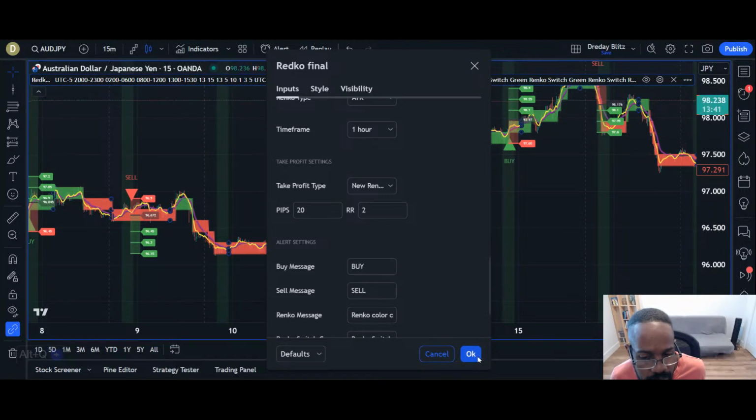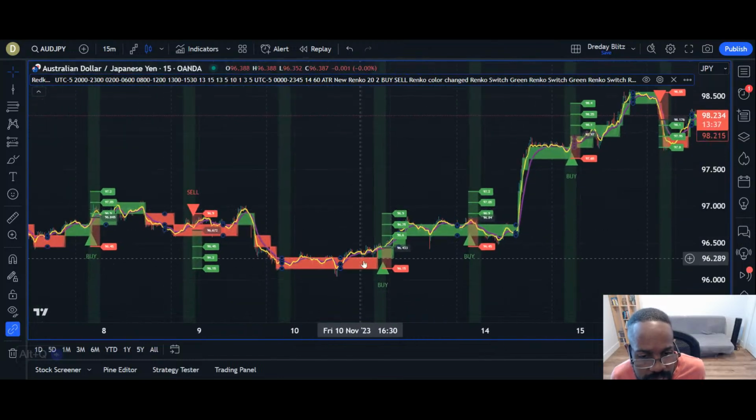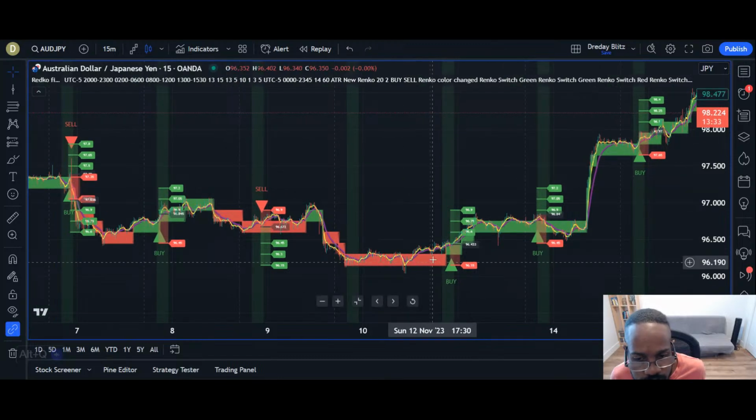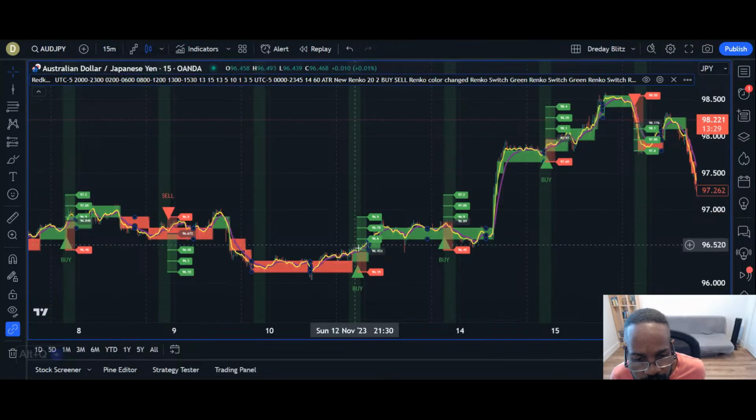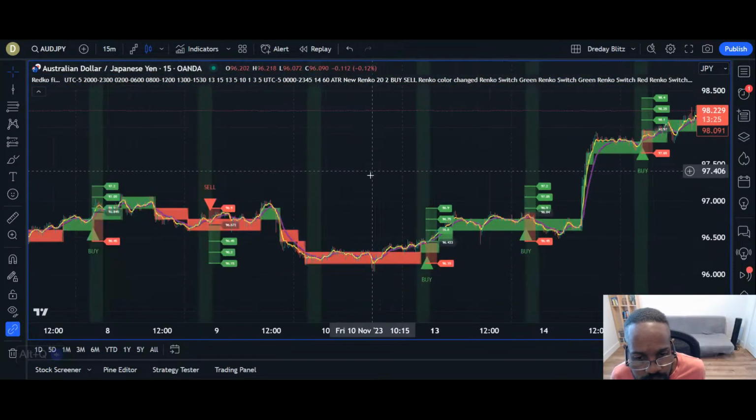Okay, and you make sure that you create an alert to get all of the signals when it's going to do a buy or a sell, and when it's going to switch from bearish to bullish and bullish to bearish, from green to red, red to green. Okay, so that's all that you need to do.